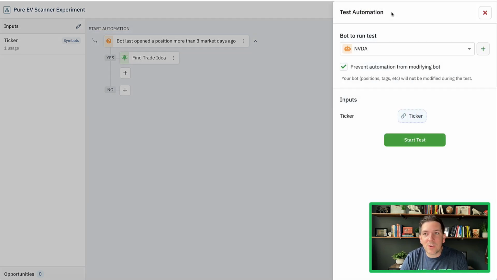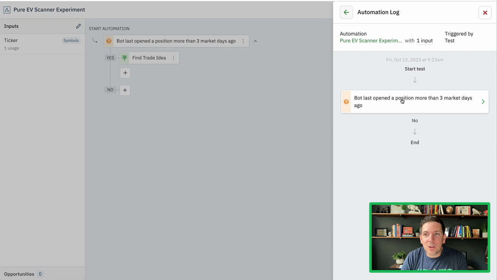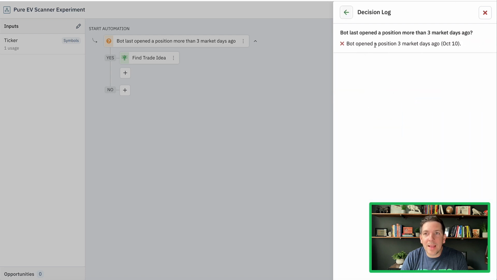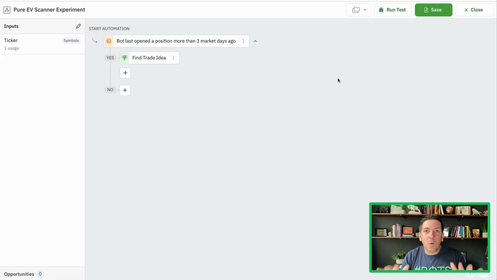Now we can run a test right here on NVIDIA. You can start this and you can see that the bot last opened a position 3 market days ago at the time we ran this test. So if it starts running today, then it won't actually open a new position. It'll start waiting and give itself an opportunity to enter a position later. That was the first thing that we were going to do here, so that gives you an opportunity to, again, spread your trades out over time. Very simple decision you can add to your automations.